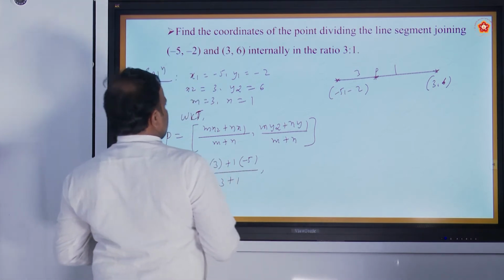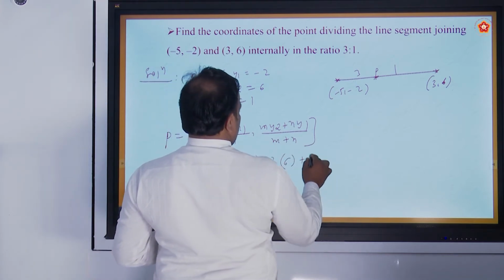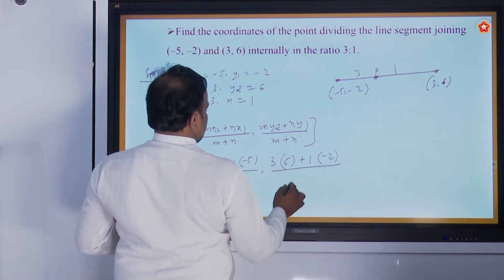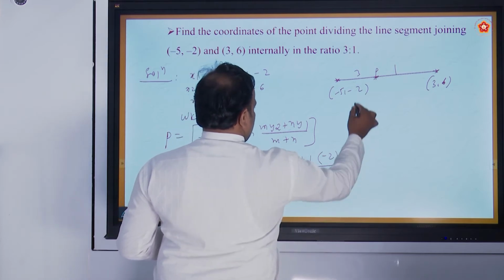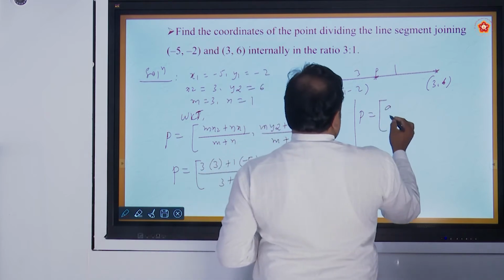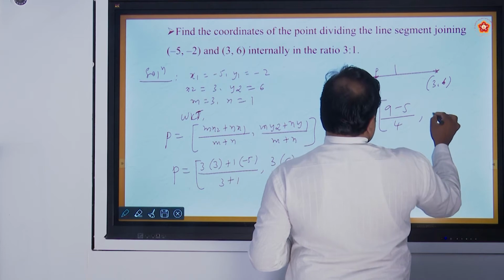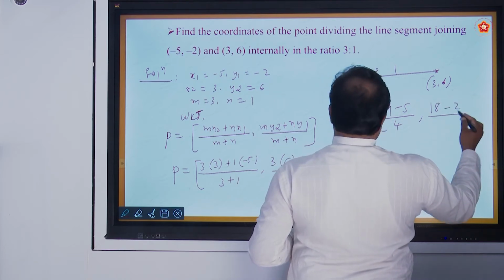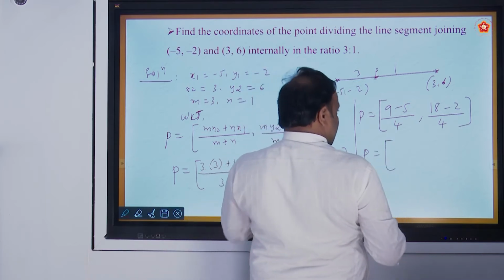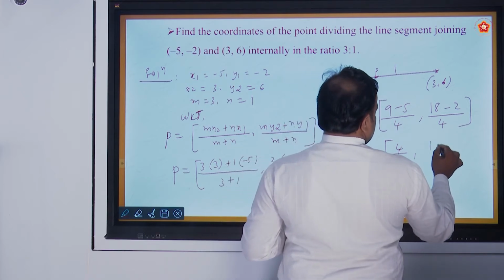Next, m is again 3, y2 is 6, plus n is 1, y1 is -2, by m plus n. M plus n is 3 plus 1. Simplification: P equal to, 3 threes are 9, minus 5, by 4, and 18 minus 2 by 4. So 9 minus 5 is 4, 4 by 4, and this is 16 by 4.